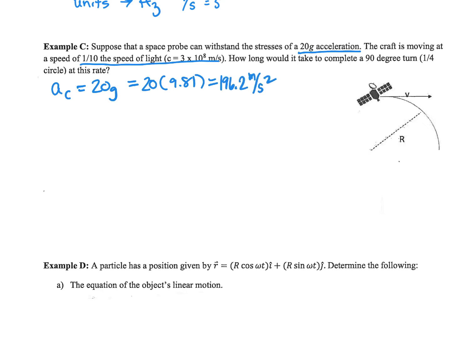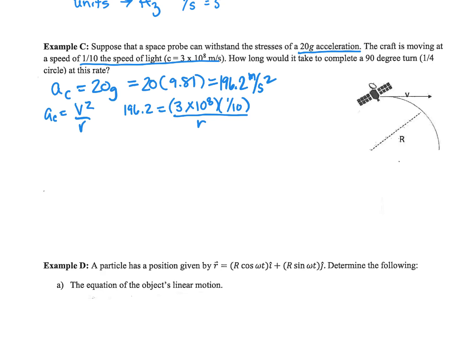Meters per second squared. All right, that is equal to what? V squared over r. So centripetal acceleration is equal to v squared over r. We can fill in 196.2 is equal to the velocity, which is 3 times 10 to the 8th times 1/10, squared, divided by r. So now we're going to find r.